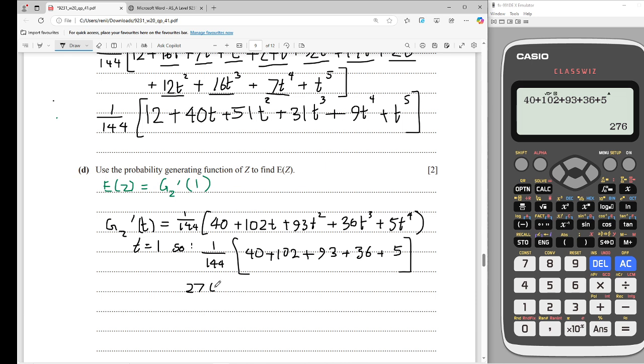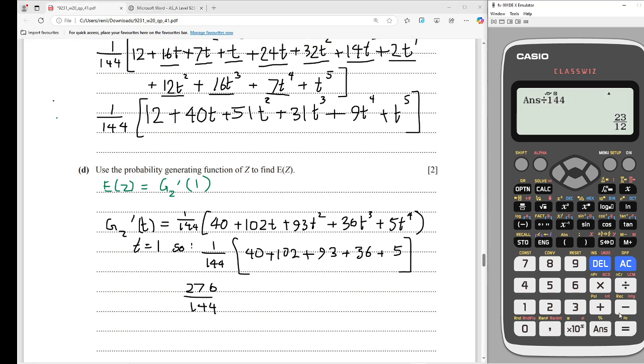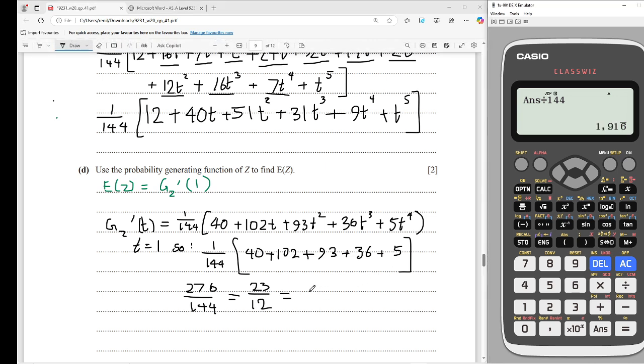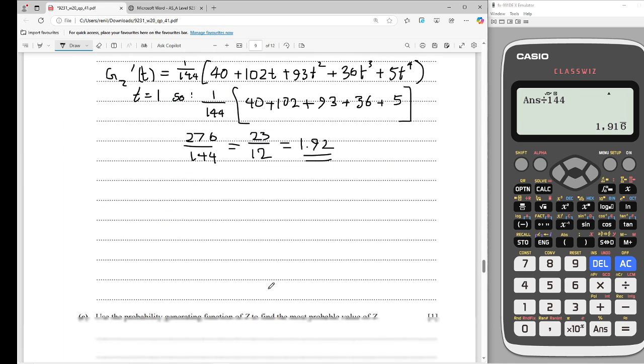We get 276 over 144. This is equal to 23 over 12. But expected values, they expect in 3 significant figures, so let's write this as 1.92. This is our expected value.